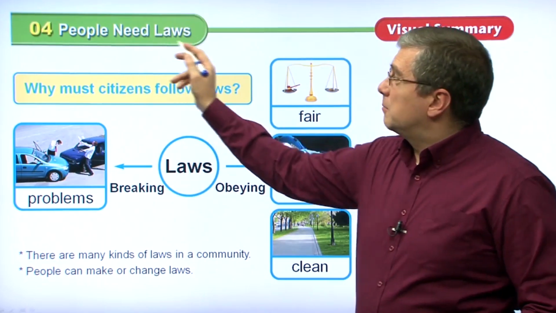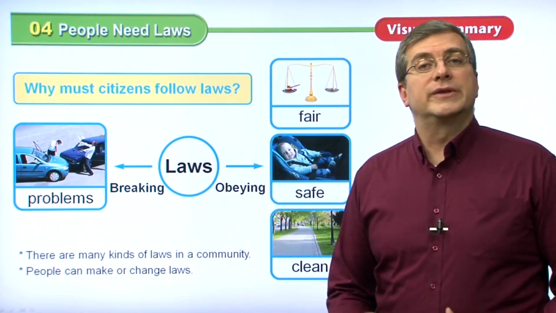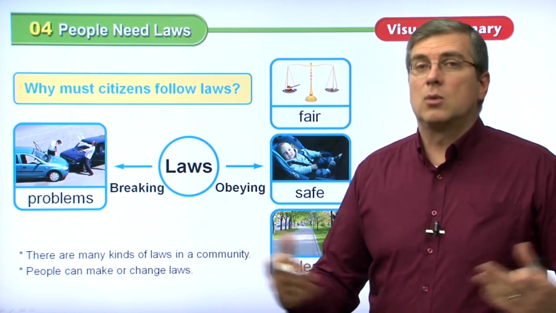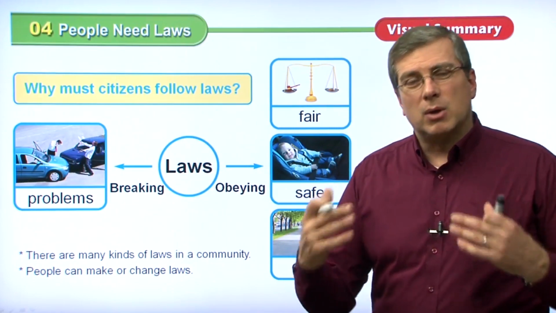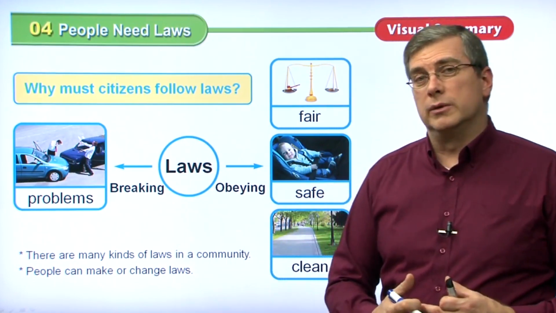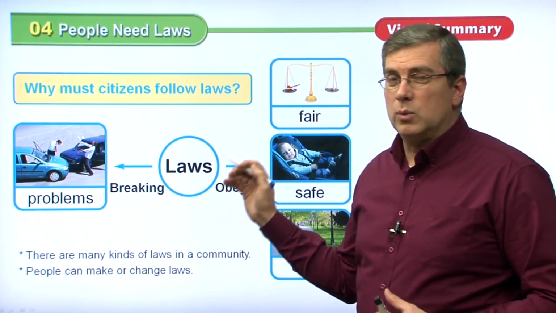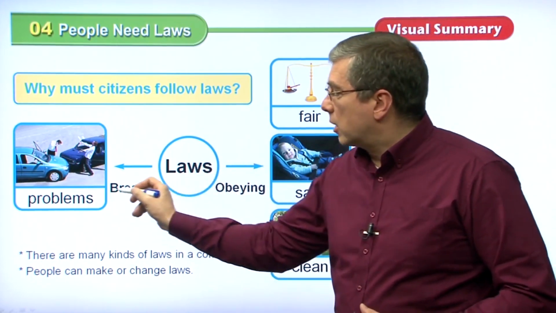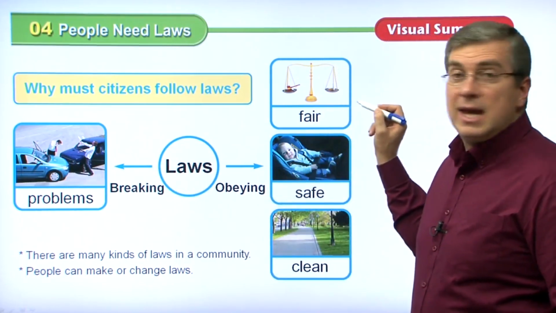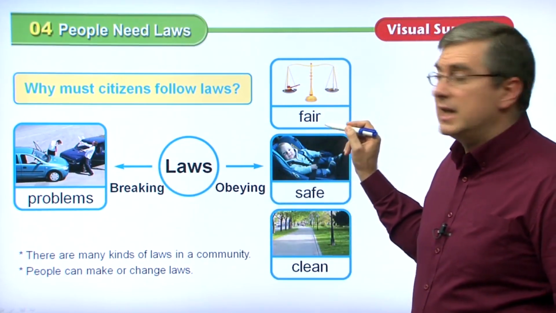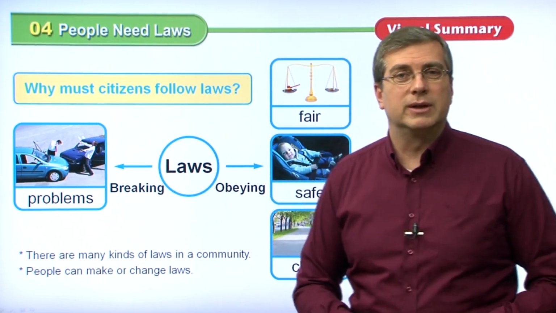So our unit is people need laws. Why do people need laws? We are all citizens of our community. No matter where we live, we are citizens. And our communities make laws. Remember, laws are more formal than rules. We must obey or follow the rules. If we don't obey or we don't follow the laws, we are breaking them and we cause problems. If we obey the laws, then our society or our community is fair, safe, and clean.